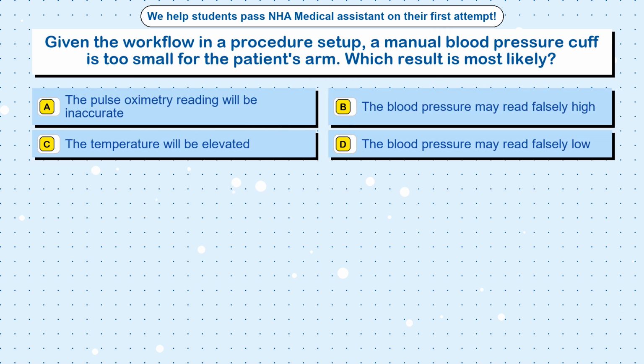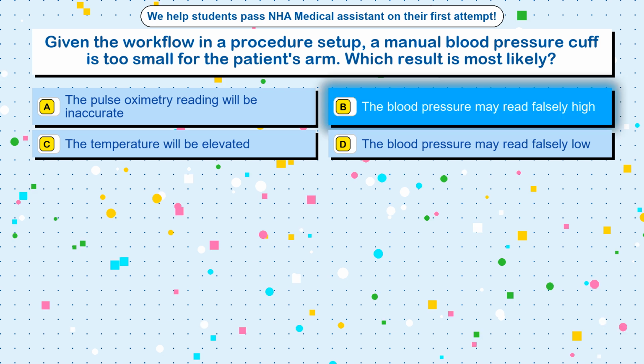Question 88. Given the workflow in a procedure setup, a manual blood pressure cuff is too small for the patient's arm. Which result is most likely? Option A. The pulse oximetry reading will be inaccurate. Option B. The blood pressure may read falsely high. Option C. The temperature will be elevated. Option D. The blood pressure may read falsely low. The correct answer is option B. The blood pressure may read falsely high.